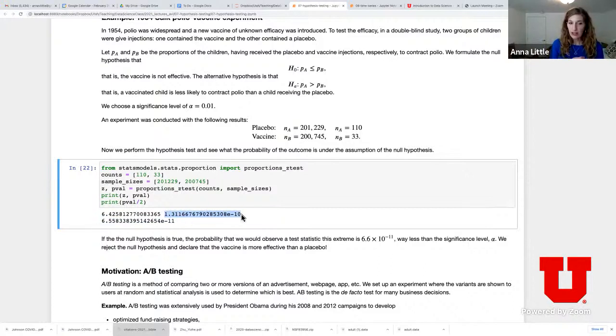Technically, if we want to get the p-value for a one-sided test, the way we set it up here, we would want to take this number and divide it in half. So we want to cut in half the p-value from the two-sided test to get the one-sided p-value. But in this case, they're both essentially zero. So we see very strong evidence that the vaccine is effective.